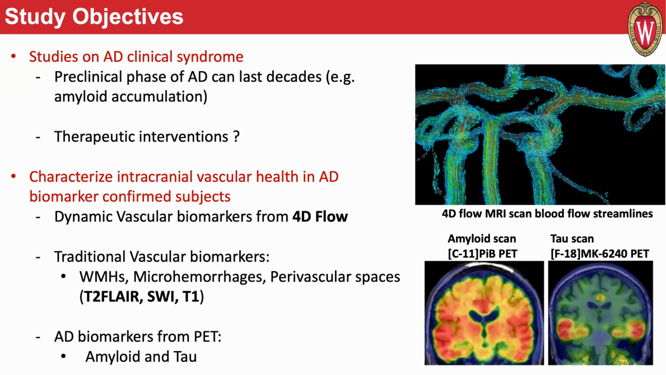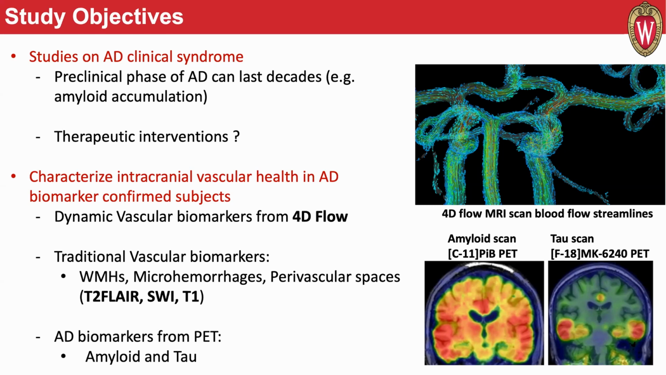So that study was limited to subjects with AD clinical syndrome and did not characterize cerebrovascular health during the preclinical phase of Alzheimer's disease, which begins with the accumulation of amyloid pathology in the brain, and it can last decades. And it's during this phase that pathophysiological changes are happening, and it's likely when therapeutic interventions will be most effective.